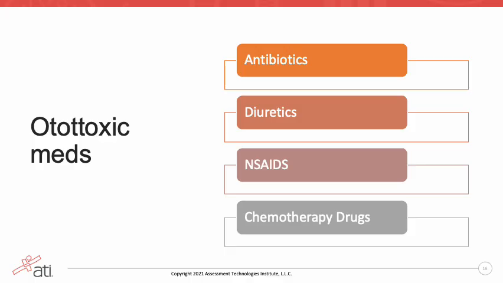In pharmacology, you'll learn about the different types of drugs that can be ototoxic, which can be damaging to the ear and cause tinnitus or hearing loss. There are antibiotics, diuretics, which are medications that make you lose water if you have kidney issues, NSAIDs, those non-steroidal anti-inflammatory drugs, and chemotherapy drugs. So we have to be very careful when we are administering these types of medications to our patients, to be aware that hearing loss or ringing in the ears, ototoxicity, can be a side effect.